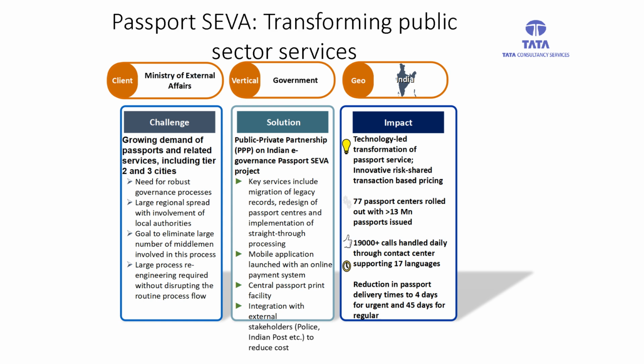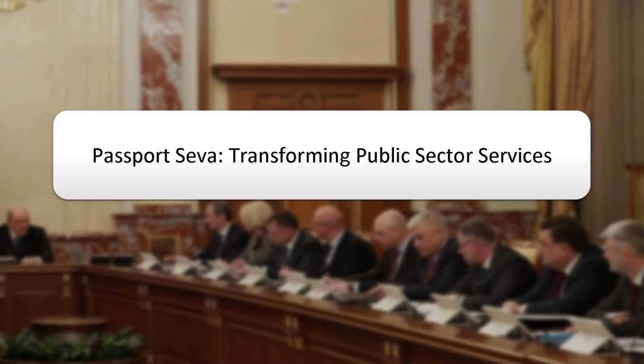So impact was that technology-led transformation of passport services, innovative risk shared, and 77 passport centers rolled out with 13 million passports issued and 19,000 plus calls handled daily through contact centers supporting 17 languages. So reduction in passport delivery times to 4 days for urgent and 45 days for regular. So this was the achievement the government had achieved with this e-governance, with this Passport Seva transformation model. And it's not that it was in passport only.